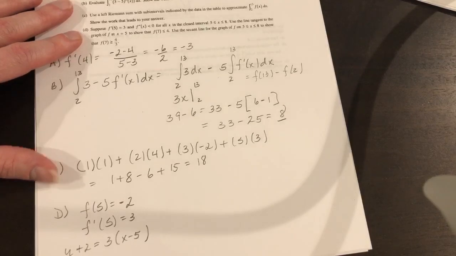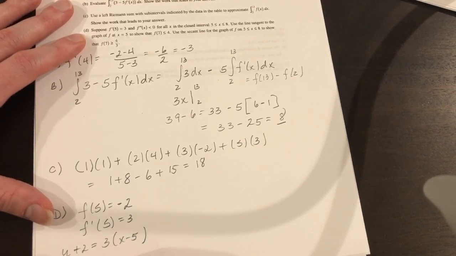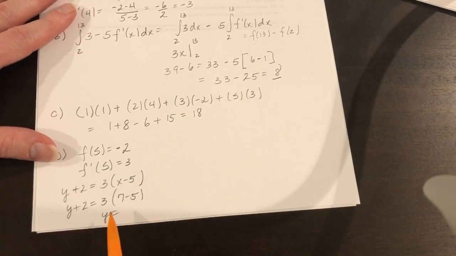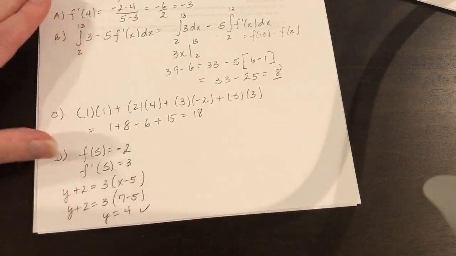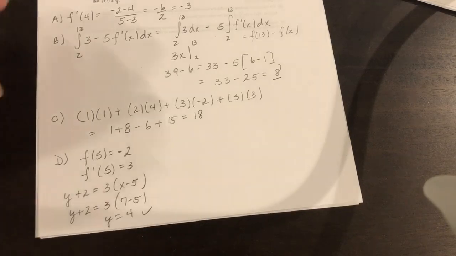It says use the line tangent at x equals 5 to show that f of 7 is less than or equal to 4. So I'm looking for the y value at 7. 7 minus 5 is 2, 2 times 3 is 6, 6 minus 2 gives you 4. So that portion's true.